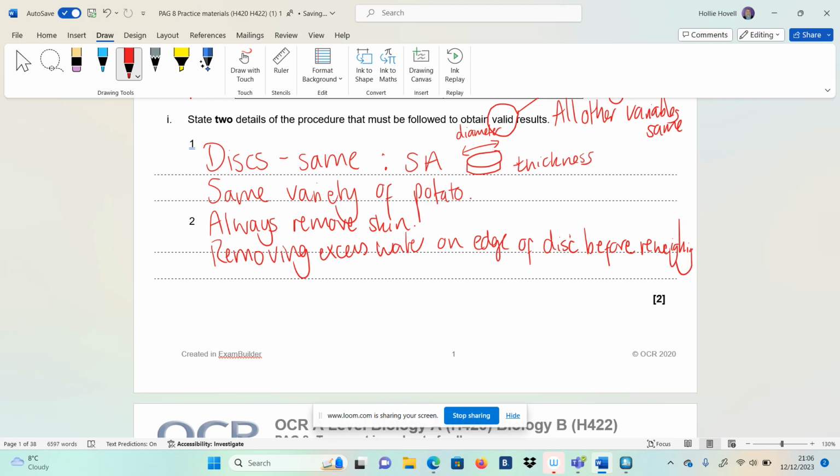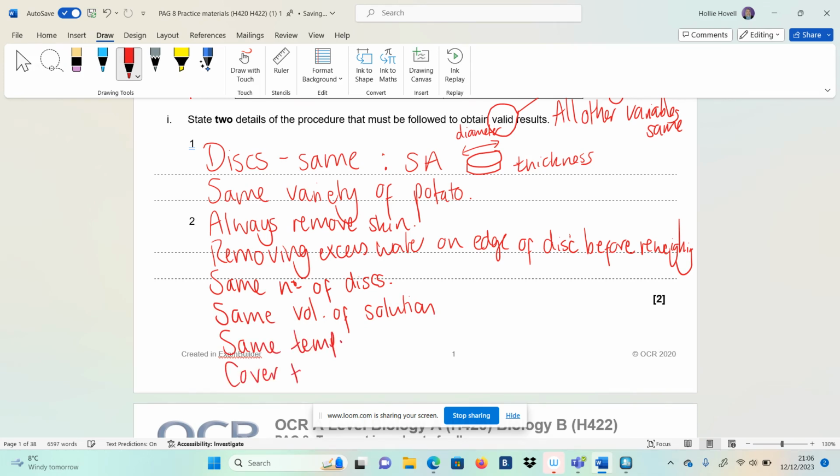You could talk about always using the same number of discs each time, so always use 5 discs in each experiment. You could talk about using the same volume of solution. You could talk about keeping the temperature the same. Or you could talk about covering the tubes to prevent evaporation of water. Okay, you only needed 2 of those.